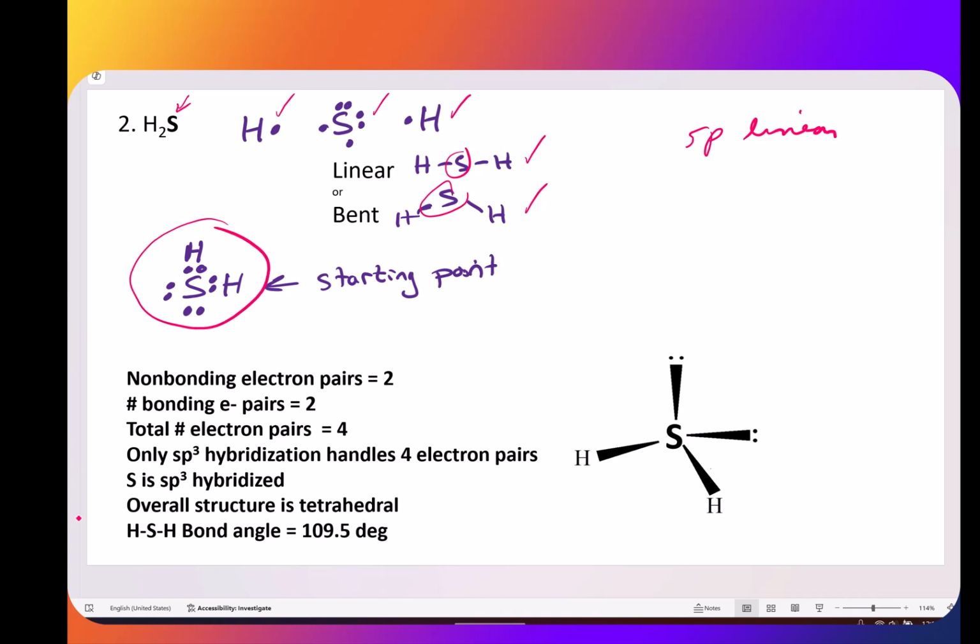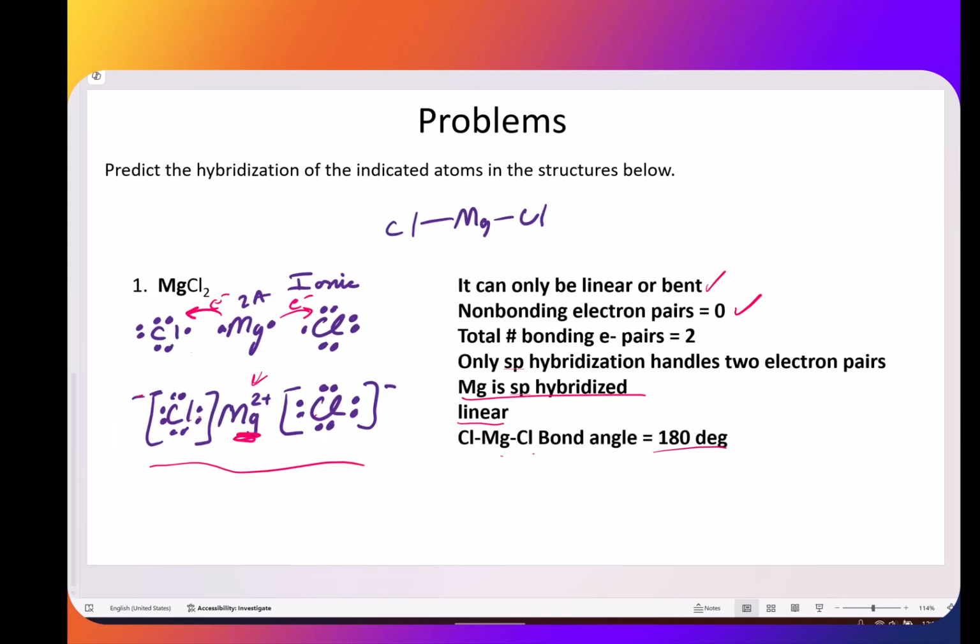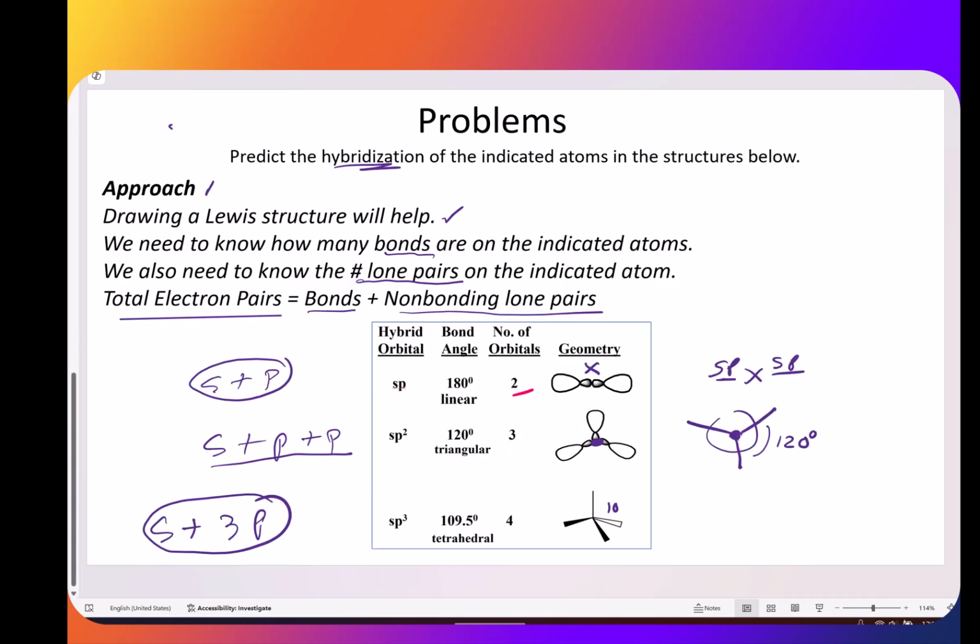We look at our sulfur and we count the number of non-bonding electron pairs, which is going to be 2. The number of bonding pairs, we have 2 SH single bonds. So we have 2 bonding pairs. The total number of electron pairs, both bonding and non-bonding, on the sulfur is going to be 4. So if we go back to our table here for hybridization, the only choice that we have for containing 4 different orbitals is sp3 hybridized.